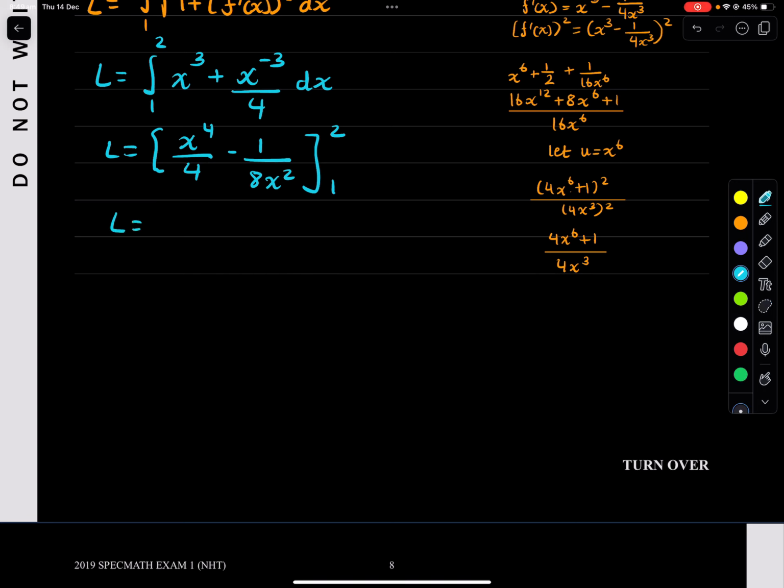Now let's simplify this. So the length is going to be 2 to the power of 4 divided by 4, which is just 2 squared, which simplifies to 4, minus 2 to the power of 3, which is just 4. Done. That's 4. Minus 1 over 8 times 2 squared, which is just 4. So what's 8 times 4? 8, 16, 24, 32. So that's going to be 32 at the bottom.